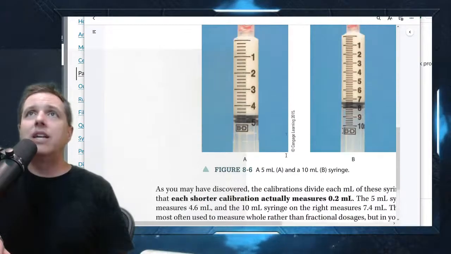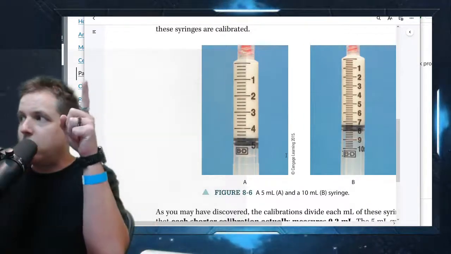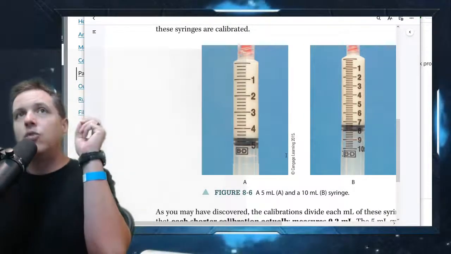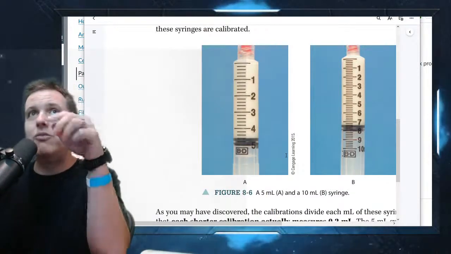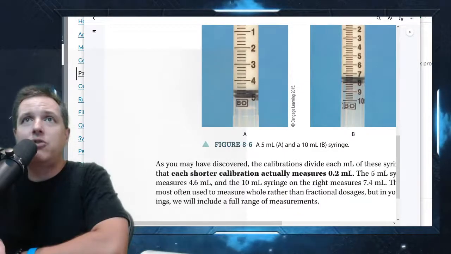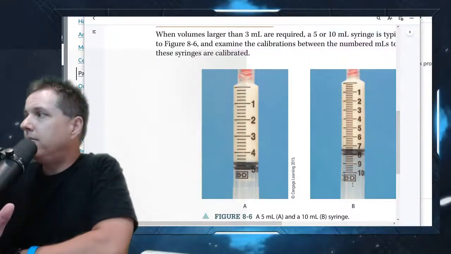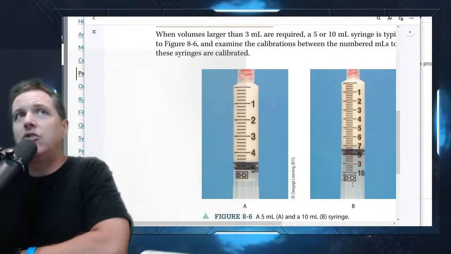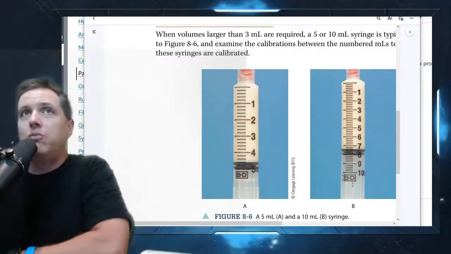Now, what we want to recognize here is that we looked at a syringe where the gradations were 1/10. We looked at a syringe where the gradations were 1/100th. Well, this is neither, right? Because they mentioned down here, each shorter calibration actually measures 0.2 milliliters. Well, how would you know that? How do you know that? By looking at the syringe, that each gradation is actually 0.2 milliliters.